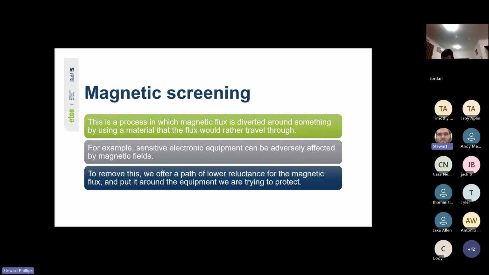Cool. And then we talk about magnetic screening. Magnetic screening is a process in which magnetic flux is diverted around something by using a material that flux would rather travel through. For example, sensitive electronic equipment can be adversely affected by magnetic fields. To remove this, we offer a path of lower reluctance for the magnetic flux and put it around the equipment we're trying to protect. So can you give me an example of where you might need magnetic screening, or a type of magnetic screening?